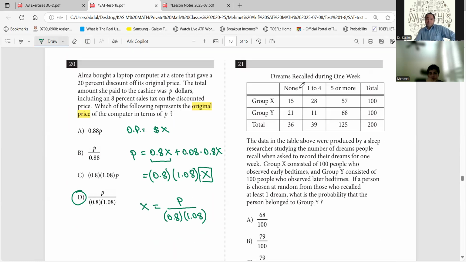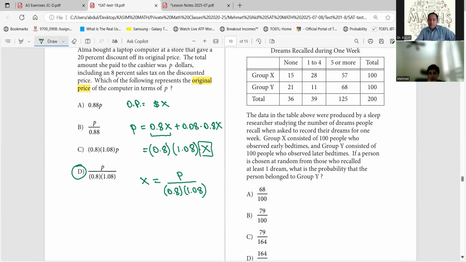Question 21. The data in the table below were produced by sleep researchers studying the number of dreams people recall when asked to record their dreams for 1 week. Group X consisted of 100 people who observed early bedtimes, and Group Y consisted of 100 people who observed later bedtimes. If a person is chosen at random from those who recall at least one dream, what is the probability that the person belonged to Group Y?